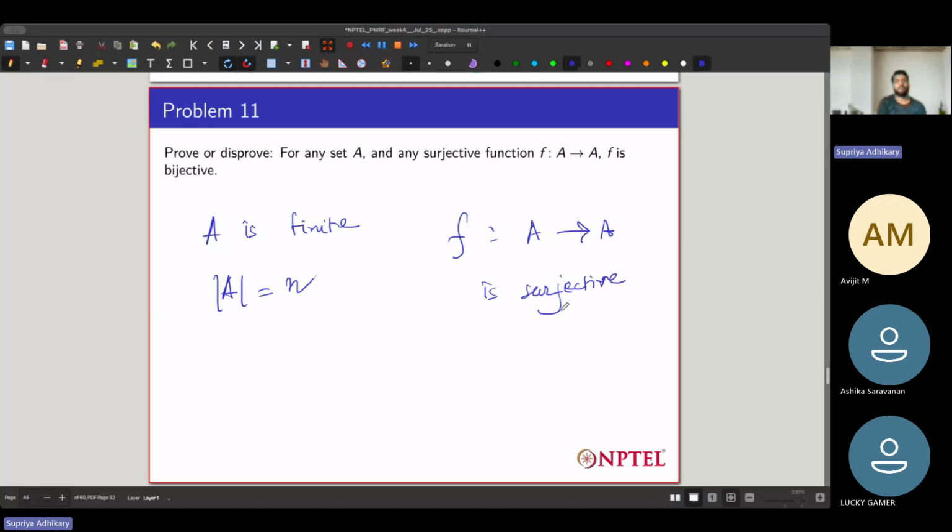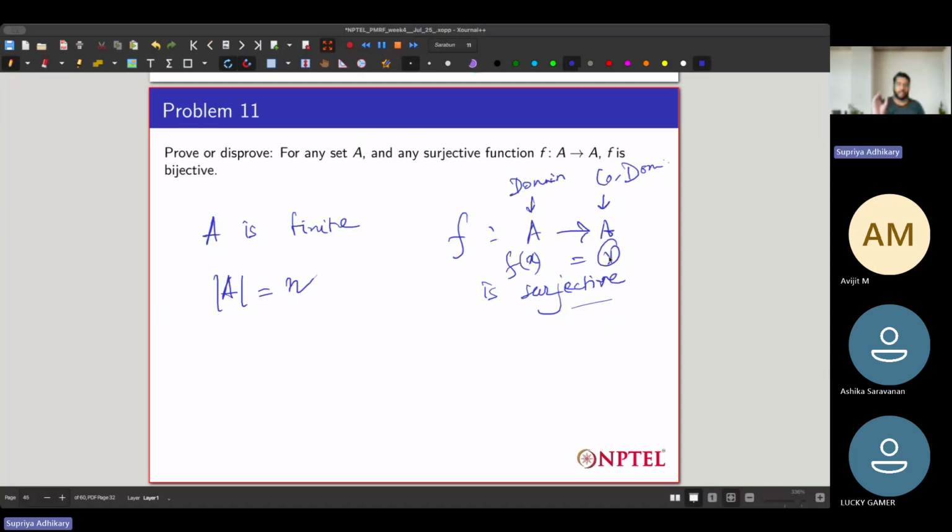So what is the definition of a surjective function? The definition of a surjective function was that we consider any element in the codomain set. So this is called the domain set, and this is the codomain set. If you consider any element y in the codomain set, then corresponding to that element, you will always have an x in the domain set so that f of x is equal to y.